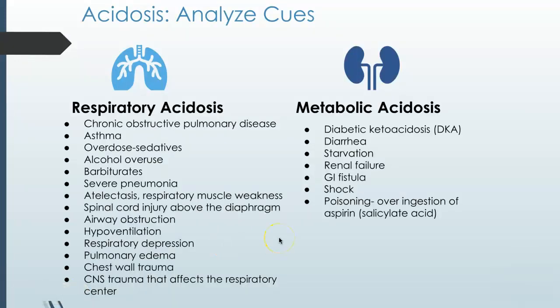All right, so acidosis, analyzing cues. So again, this is going to be the things that could be causing it. So analyzing cues is another way of saying potential causes. So some of the things for respiratory acidosis: COPD, chronic obstructive pulmonary disease, asthma, sedative overdose, alcohol overuse, barbiturates, which slow us down, severe pneumonia, atelectasis or respiratory muscle weakness, spinal cord injury above the diaphragm, airway obstruction, hypoventilation.